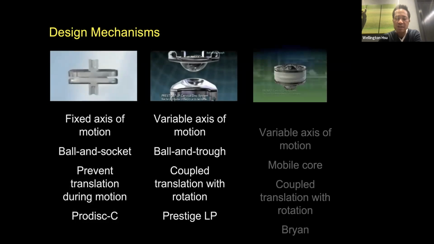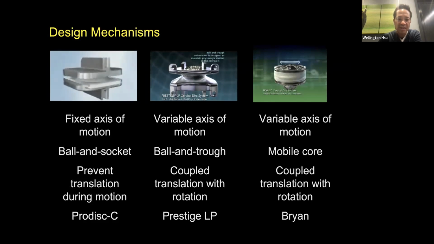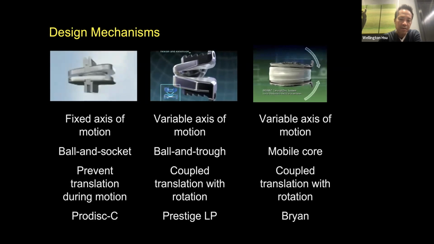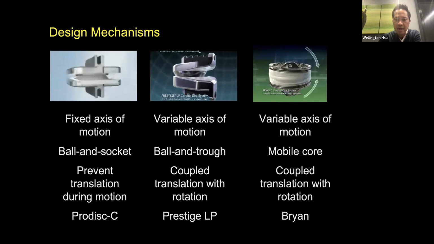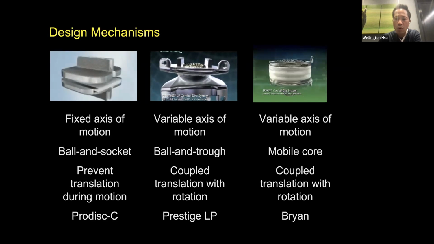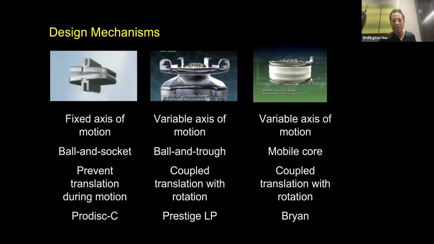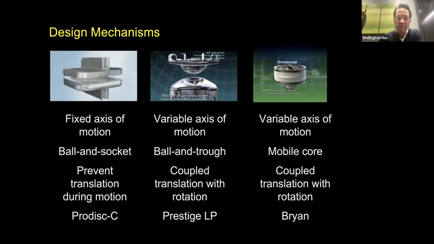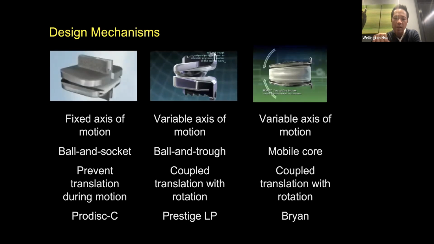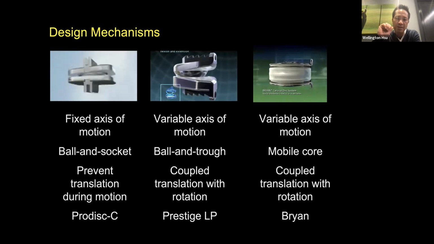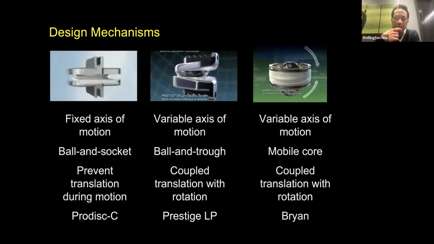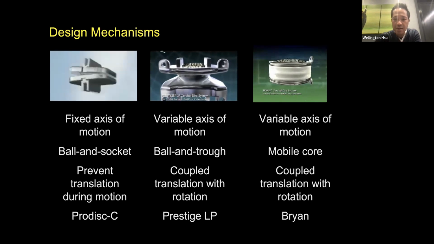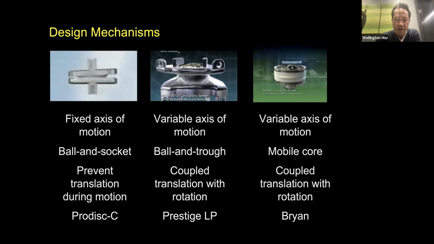There are 3 different types of designs for disc arthroplasty. There are ones that have a fixed axis of motion, a variable axis of motion, and then there are variations with the type of design, including a ball and socket, ball and trough, and mobile core. Most devices now that are used have a coupled translation with rotation. So it's not just in one plane where you have the motion, but it actually translates as you rotate, which is more typical or more representative of what a native cervical disc behaves like in a biomechanical fashion.